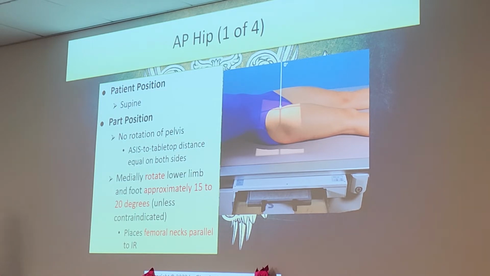So we'll see that when we do some evaluation of the images moving forward in one of your future classes. But back to the hip, I'm off on a tangent here.